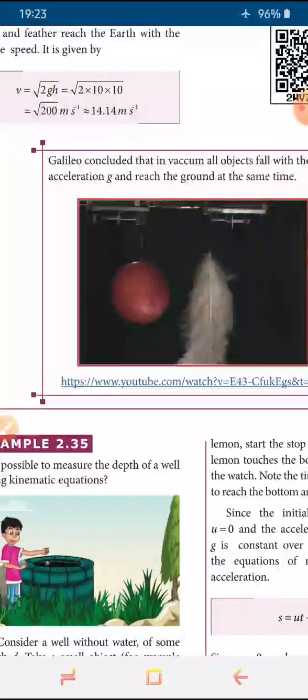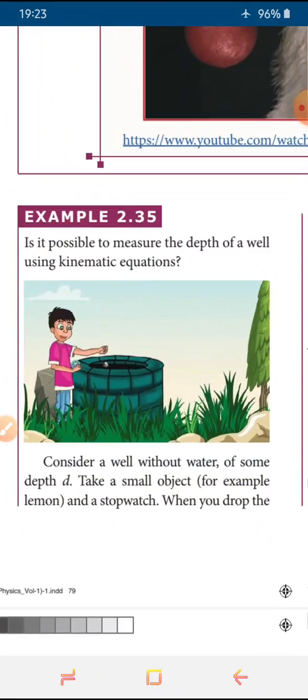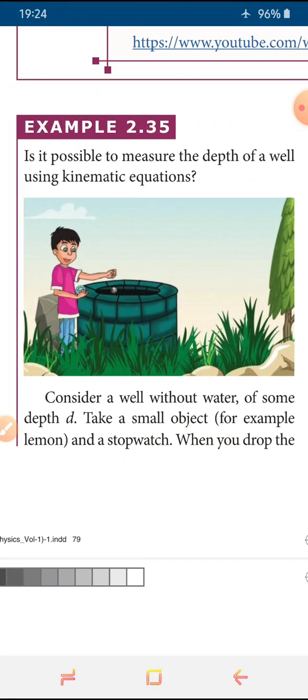Okay, and now we are moving to example 2.35. It is an application related example, and the question is: is it possible to measure the depth of a well using kinematic equations? So we have to find the depth of a well using kinematic equations.